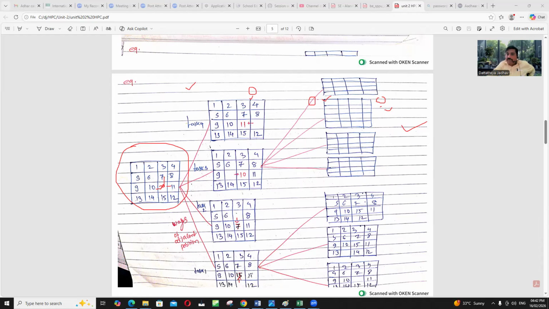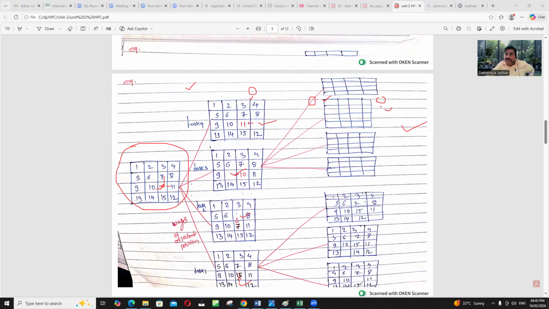So just look at this one. It also has four possibilities. This also has four possibilities. This also has four possibilities. This also has four possibilities. So that will be called exploratory decomposition. We divide this task into a number of subtasks with the help of exploratory. So that way is possible.